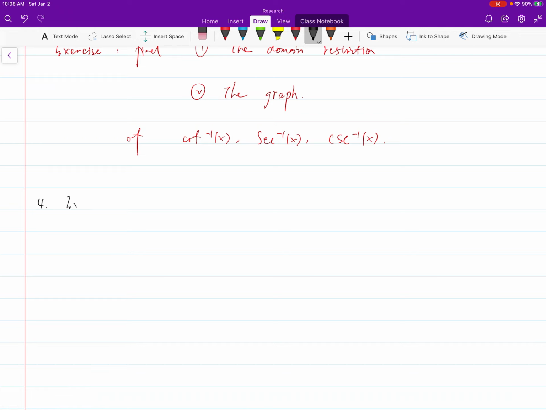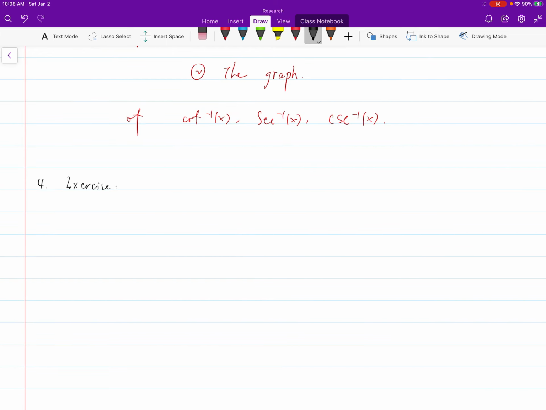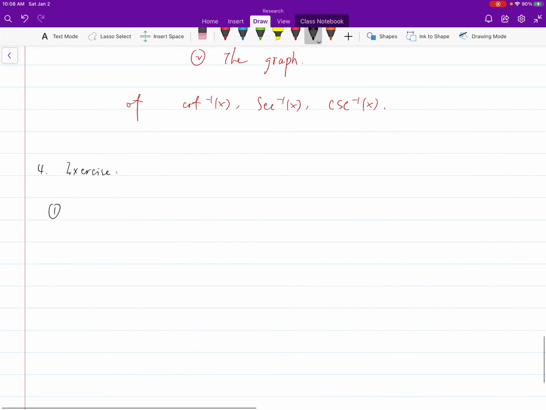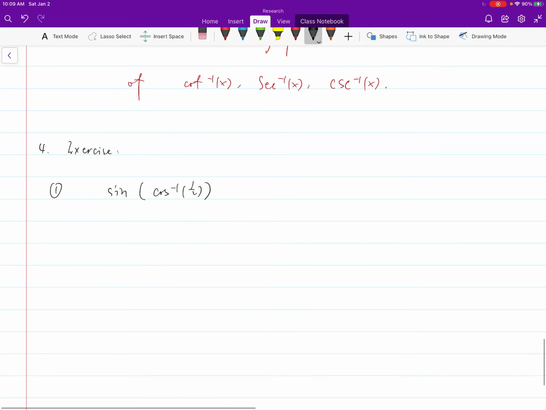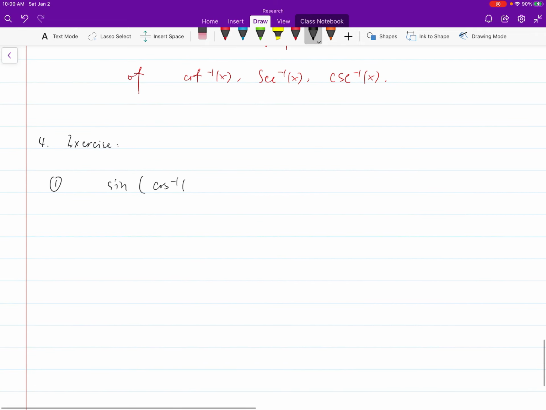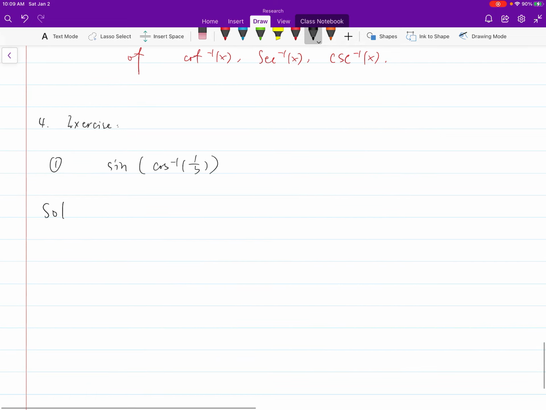All right. That will be everything we need to know about sine cosine inverse. Now, some exercises. The first part will be some exercises we have done before. Okay, what is sine cosine inverse of 1/3?